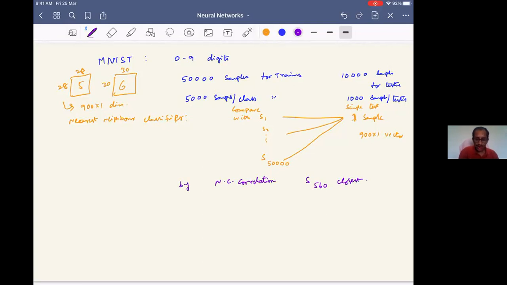Then what do we do? How do you do classification now? The first test sample is assigned the label of S560. If S560 belongs to class 1 or class 2, assume that S560 belongs to class 2. Then the test sample also belongs to class 2. That's how we do it. So now, to perform this task, how many computations are required?